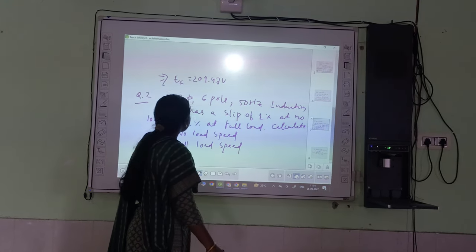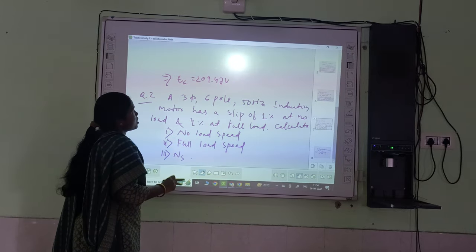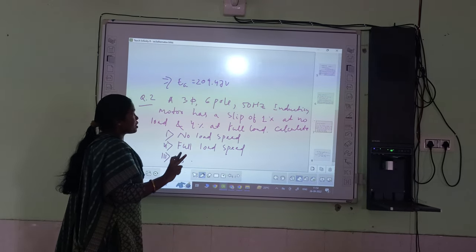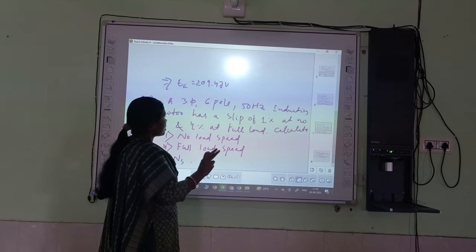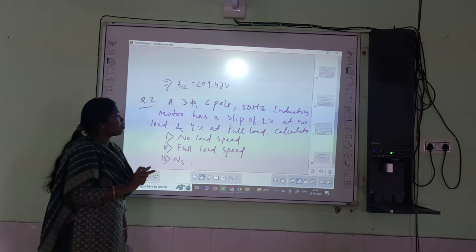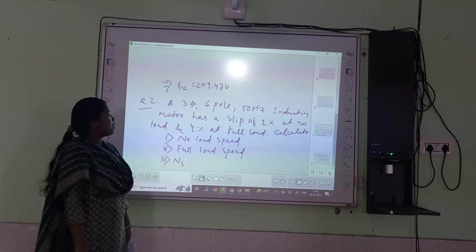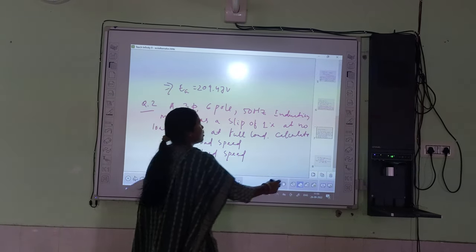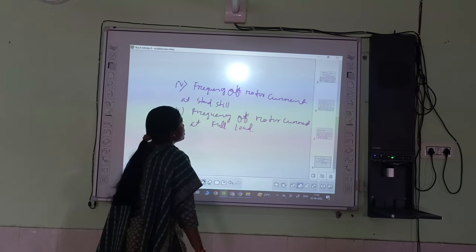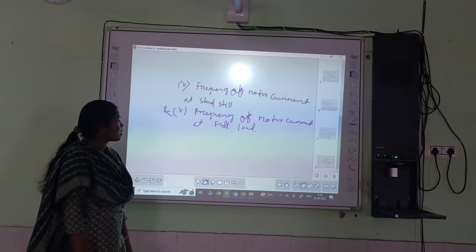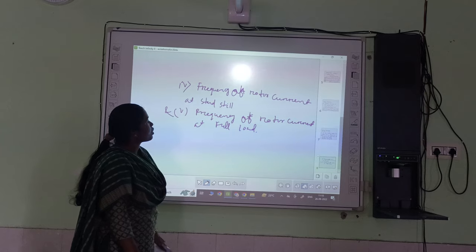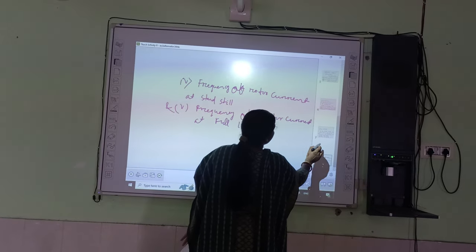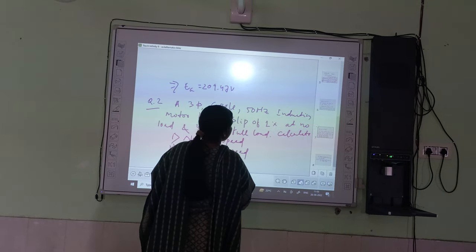It is given that a 3-phase 6-pole 50 hertz induction motor has a slip of 1% at no load and 4% at full load. Calculate the no load speed, full load speed, synchronous speed and the frequency of rotor current at standstill and frequency of rotor current at full load. Okay, then first whatever data given we have to write.